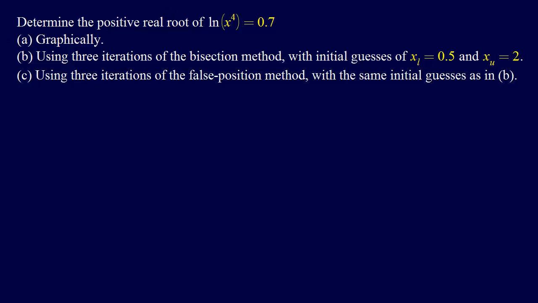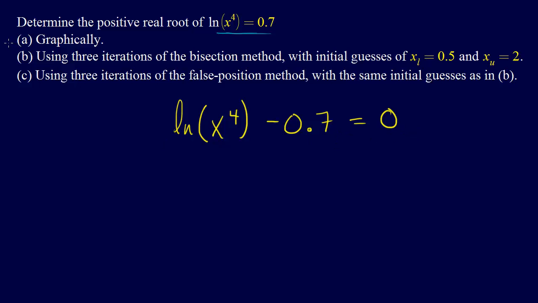Alright, so we're ready again to do another book problem. Determine the positive real root of ln of x to the fourth equals 0.7. Well, of course, the first thing we're going to have to do is turn this into a problem that sets it equal to 0. So we're going to say ln of x to the fourth minus 0.7 equals 0. When we set that equal to 0, that'll be the root.